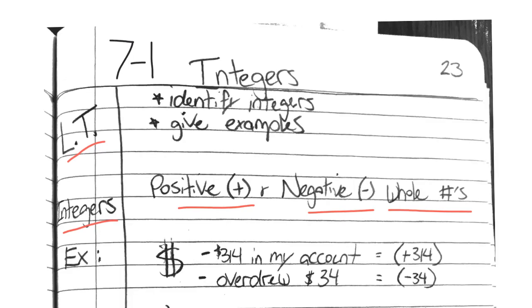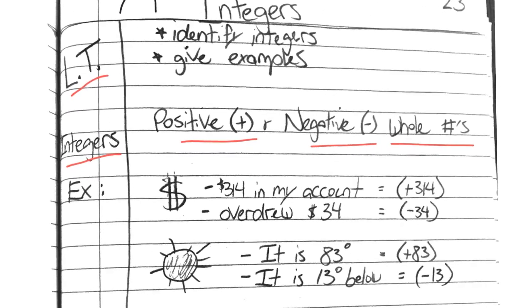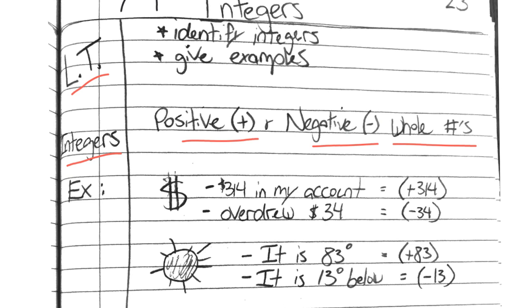Now we'll look at some examples. If we're talking about money, make it green, money. For instance, a positive and negative: if I put $314 into my account, like a deposit, that would be plus 314. But if I overdrew $34, that means I subtract 34. I am minus 34. So that's one looking at the positive side of the number line and one looking at the negative.